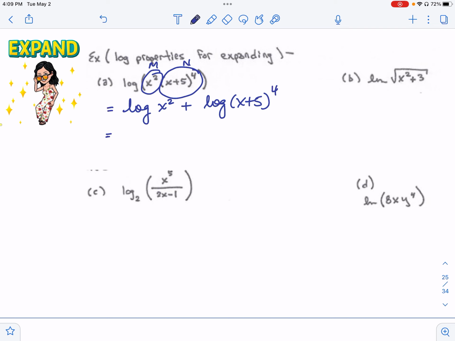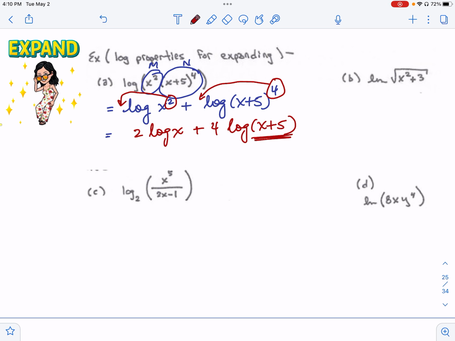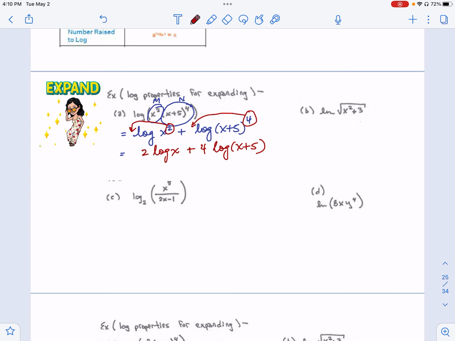So I have expanded it, but whenever you expand, please also check, can it be expanded further using any of the other properties? This will come with practice, but if you notice there's a power here, the third property said that the power can be brought to the front. Similarly, that same property could be applied to the first term as well. And now it's completely expanded. This cannot be broken down because this is not a product. That's how far we could go with it.